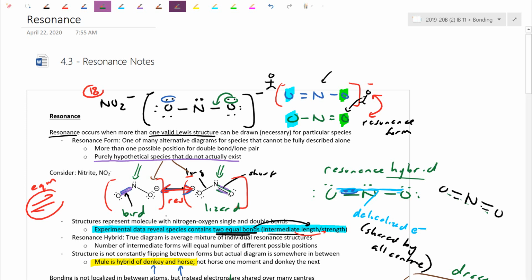My dragon is not a bird half the time and a lizard half the time, but my dragon has characteristics that are some average of the two. It has wings like a bird and it breathes fire like a lizard, right? Lizards don't breathe fire. Okay. But hopefully it helps you memorize it. If you have any questions, just let me know. Thanks, guys.